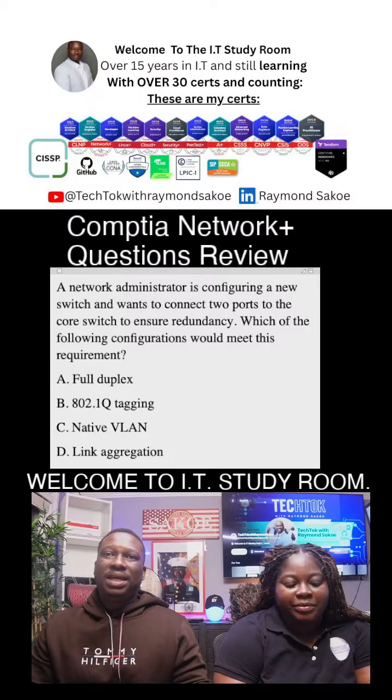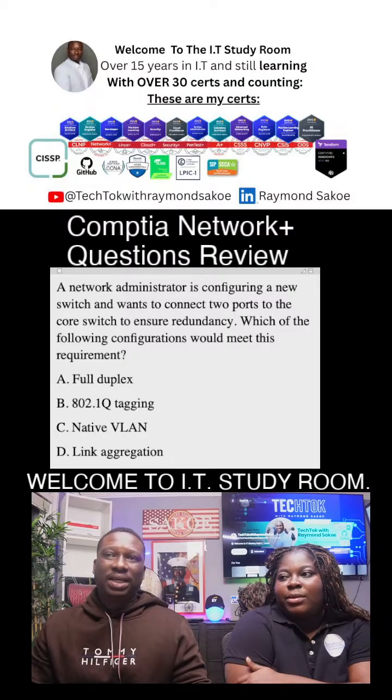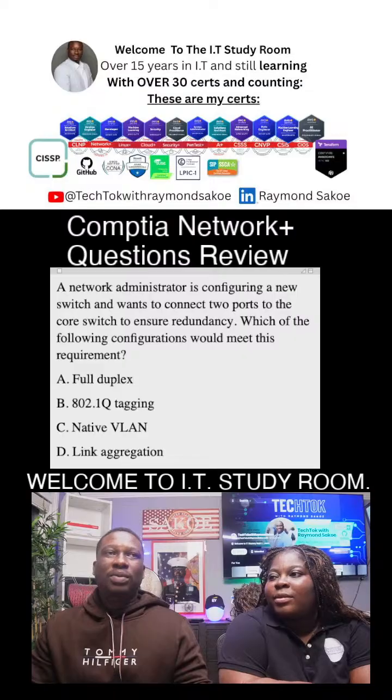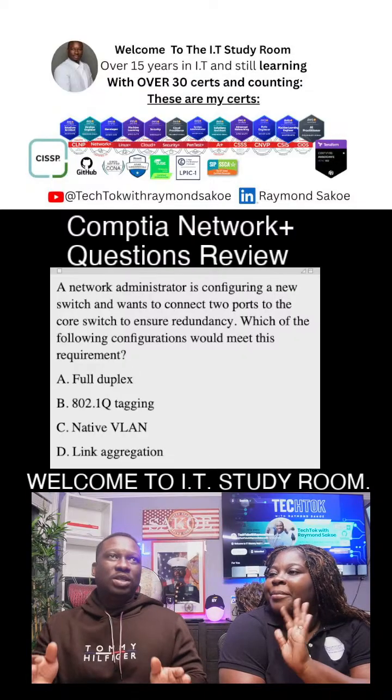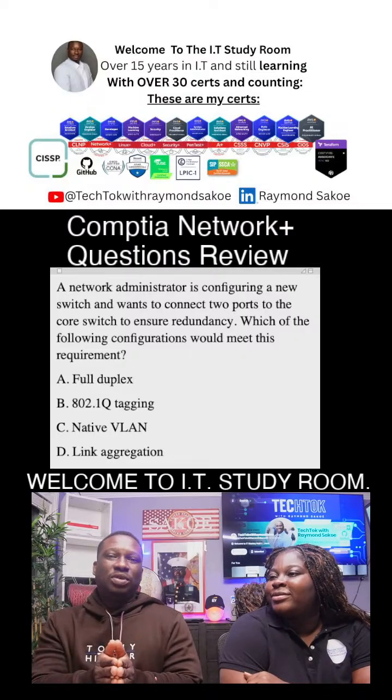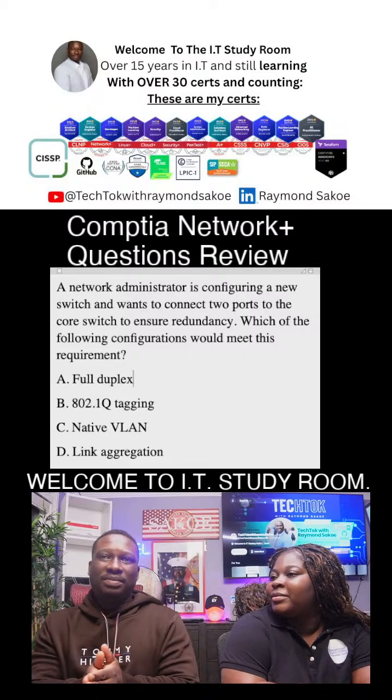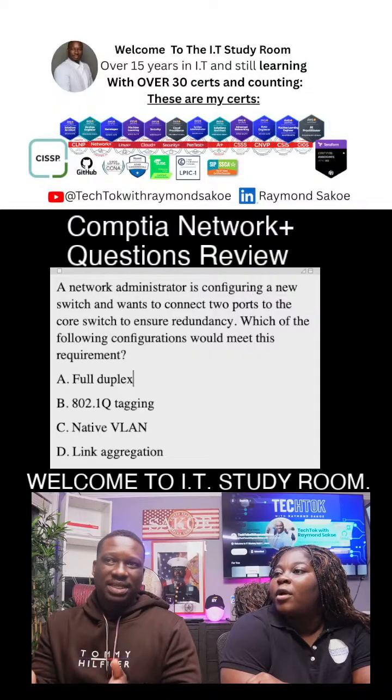And then B, 802.1Q trunking. That is for VLAN trunking, allowing multiple VLANs to ride on the same port or the same connection.